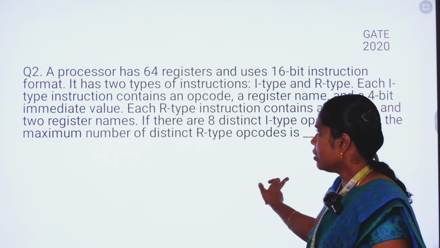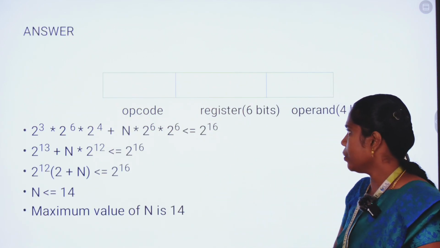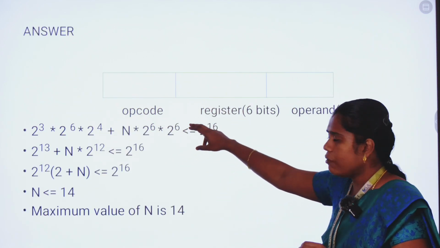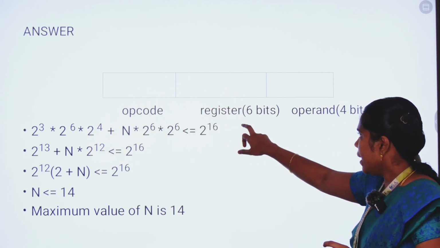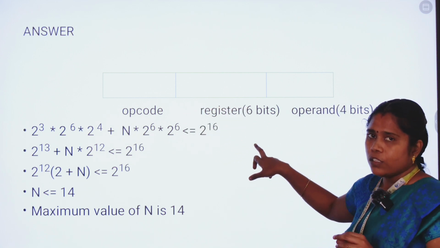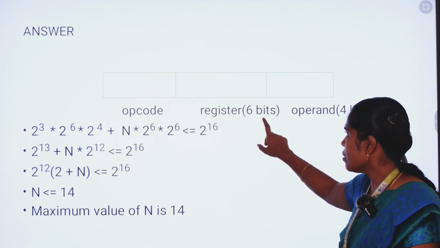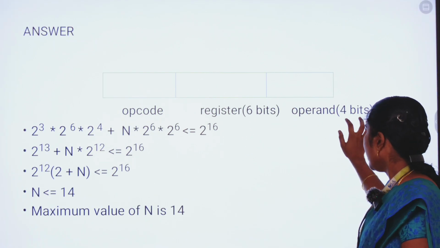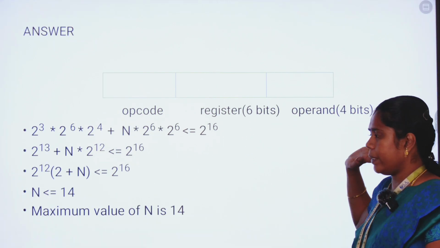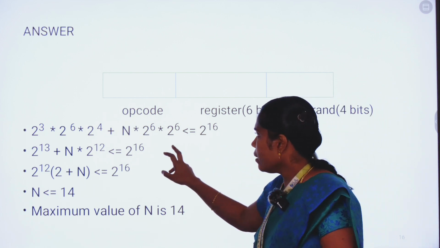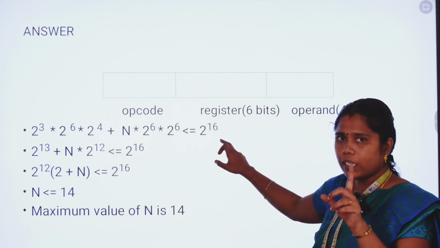Is that clear? So now we are going to solve this problem. The immediate instruction, what is the format? You have an opcode followed by a register and also an operand. So when you take the log value and take the ceiling, we get the register, which is 6 bits, and the operand value given in the question is 4 bits. Altogether the instruction format is only 16 bits.